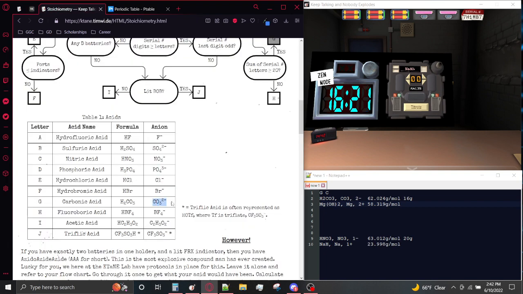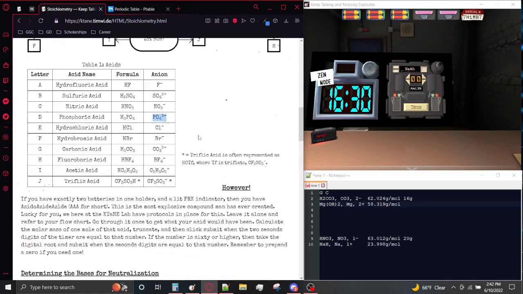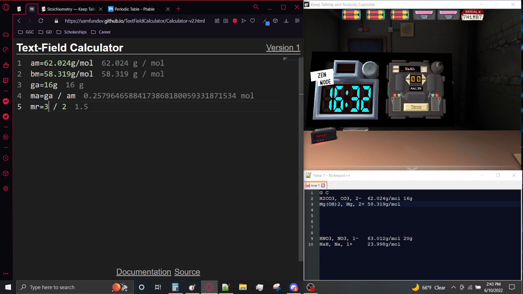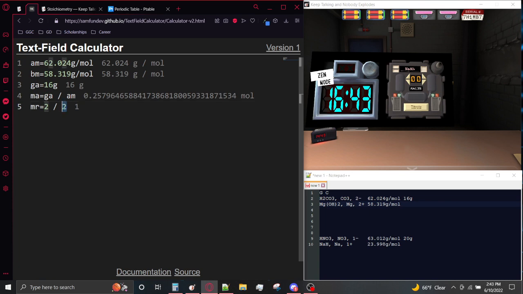Or if you had this, where is it? Here it is, PO4 3 minus. It would be 3 over 2, so it's 1.5 instead. Same thing applies to the bases. Let's change this back to a 2. There's only one base in here that is 2 plus, and we just don't happen to get it. But if you had 1 plus, for example, the molar ratio would be 2.